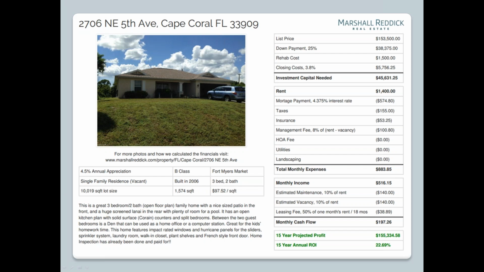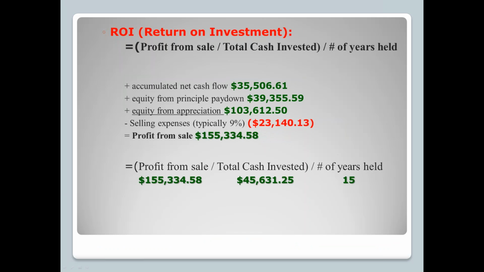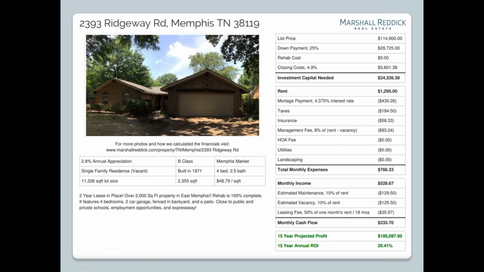This property needed a little bit of cosmetic work to get it rented, so $1,500 initially, and then we estimated $5,700.56. The formula for how we estimated that is on our website, a little bit detailed, so I won't go over it now. But basically, we spent $45,000 to acquire this property, and that's where we get these numbers right here. 22%, not bad at all, especially since we're using conservative numbers and we're not even including rent increase.